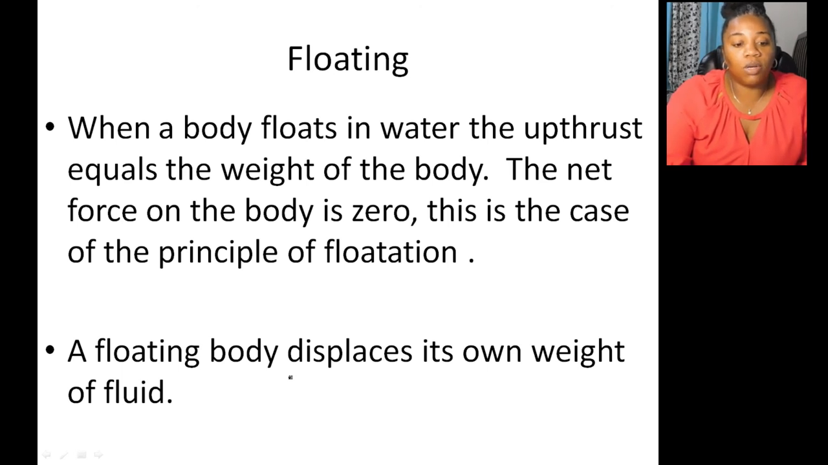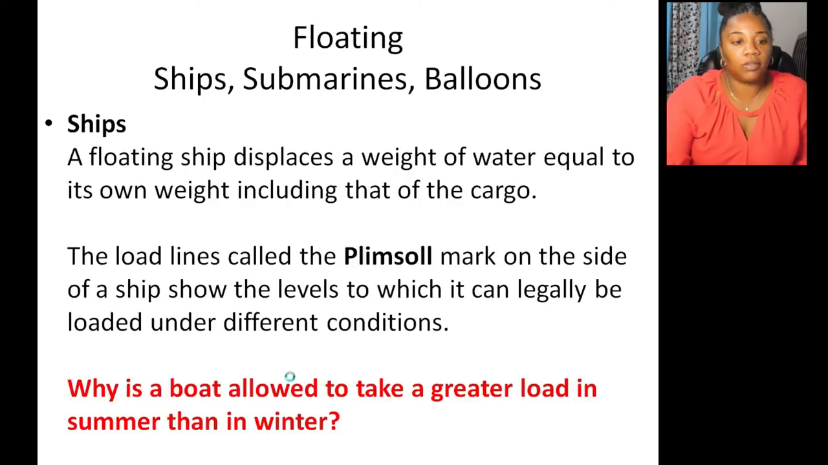A floating body displaces its own weight of fluid. So that weight is pushed aside. A floating ship displaces a weight of water equal to its own weight, including that of the cargo. The load lines, called a Plimsoll mark, on the side of a ship show the levels to which it can legally be loaded under different conditions. Why is a boat allowed to take a greater load in summer than in winter?